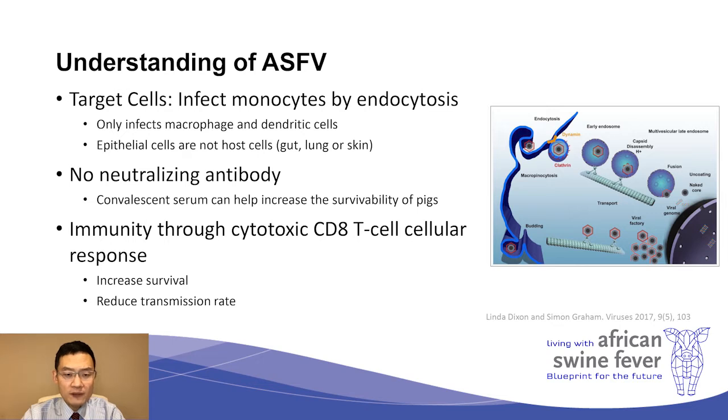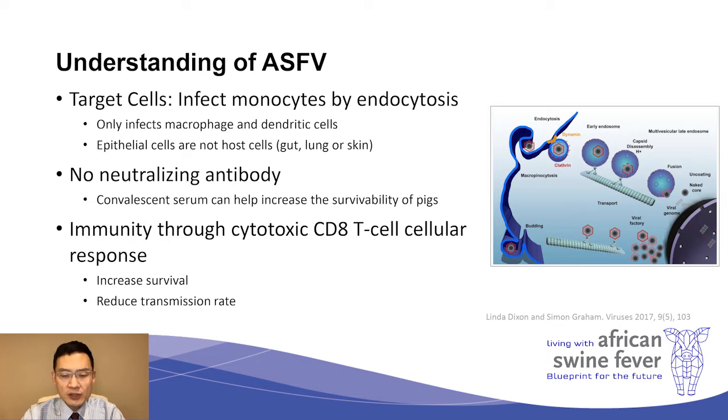The first very unique feature about African swine fever virus is the target cells. We know this virus only infects the monocyte cells of pigs, which are the macrophage cells and the dendritic cells. Those are immune cells which sit inside the pig's lymph node or under the epithelial layer. On the other hand, the epithelial cells are not the host cells, meaning the African swine fever virus will not infect those epithelial cells.